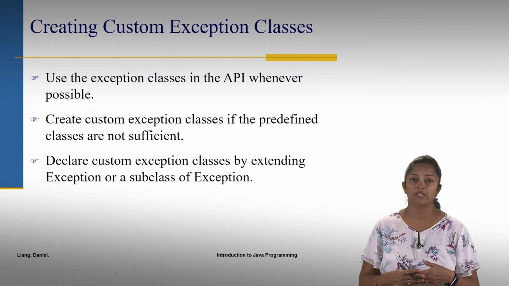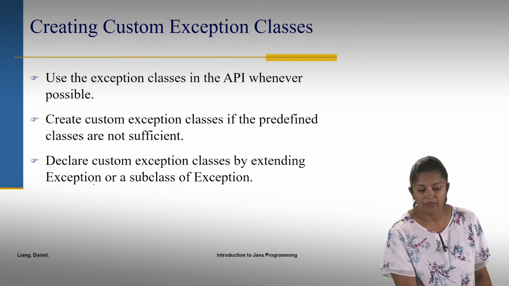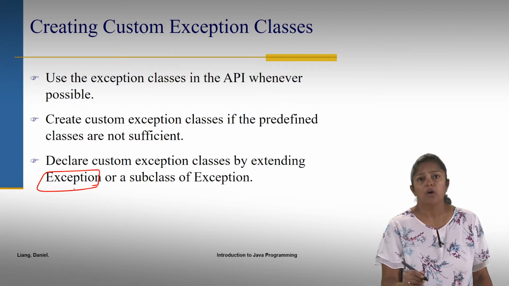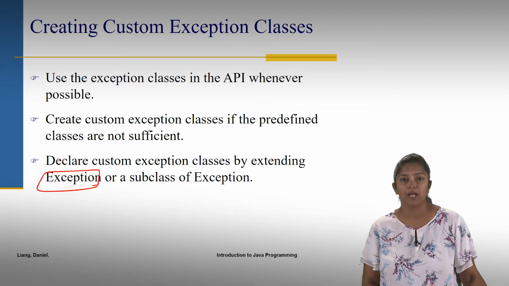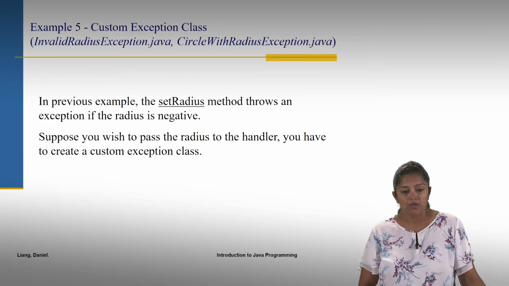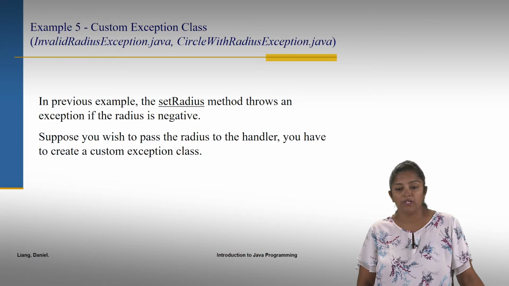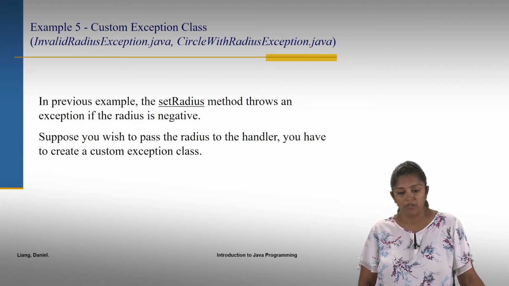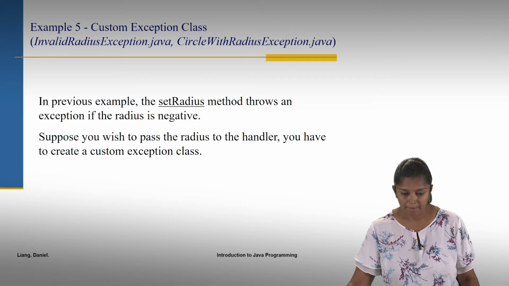You can basically extend any of the existing ones. You can extend the generic exception class, or any of its subclasses, to create your own custom exception class. So I'll quickly show you an example. We'll use the same circle with the invalid radius as our example. Let me show you the code for that.